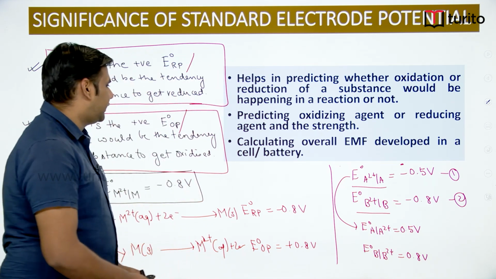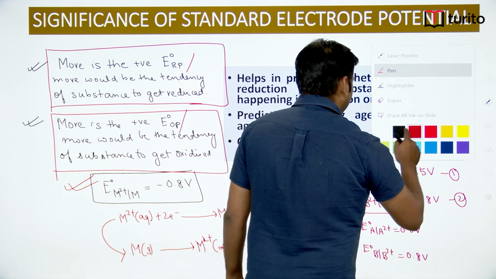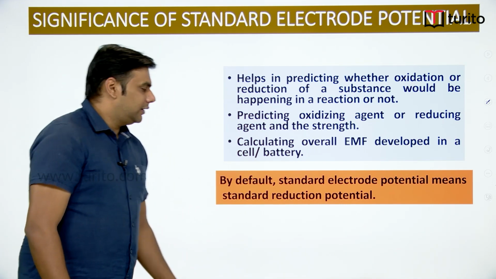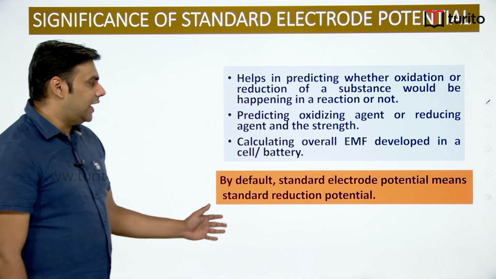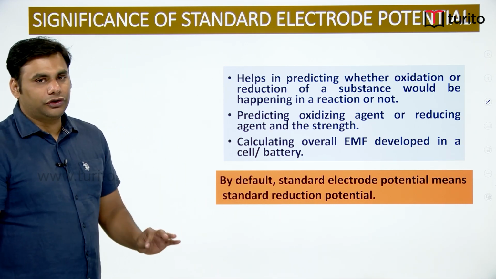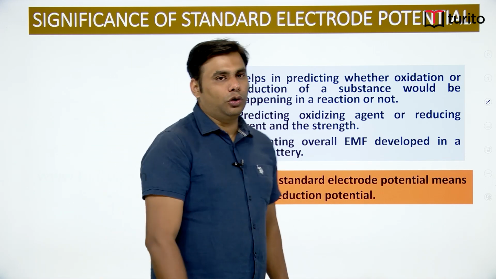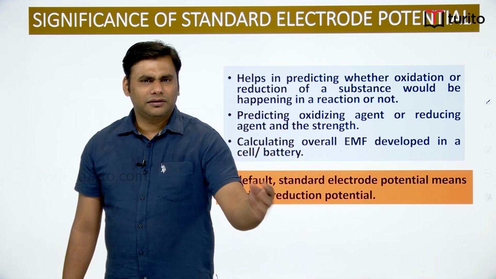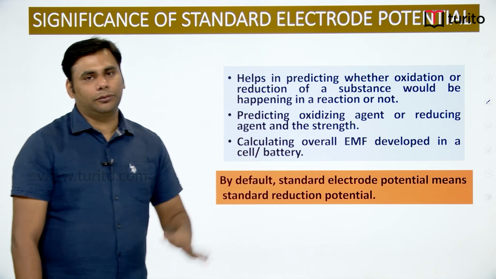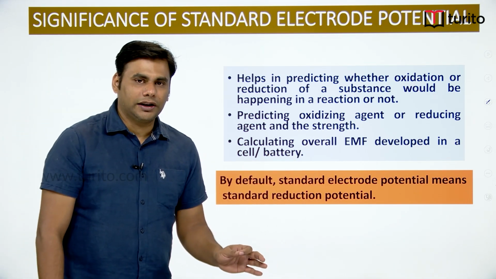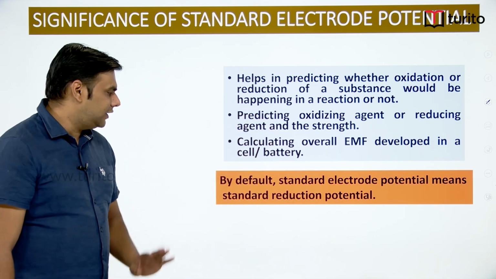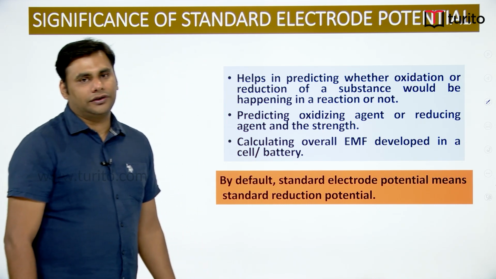So in general, by default, standard electrode potential will mean standard reduction potential. If in a question it is written that the standard electrode potential of a particular substance is, say, X, that means it is the standard reduction potential. So if nothing else is quoted in the question and it is written standard electrode potential, we have to consider it as the standard reduction potential.